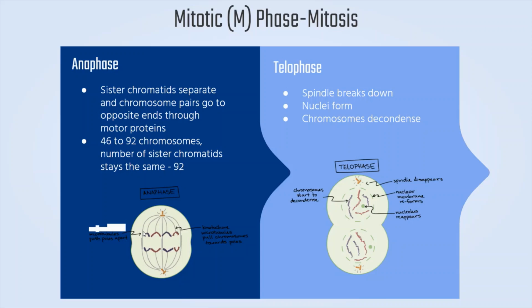And finally, in telophase, the spindle will ultimately break down, the nuclei will form again between the two cells, and the chromosomes will decondense. So telophase is basically the opposite of prophase, except it will happen between two cells.